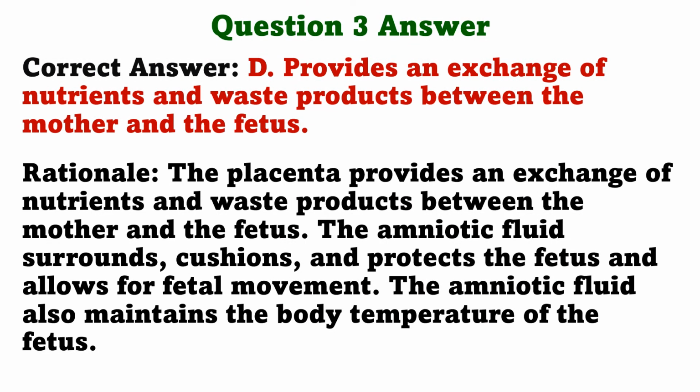The correct answer is D. Provides an exchange of nutrients and waste products between the mother and the fetus. Rationale: the placenta provides an exchange of nutrients and waste products between the mother and the fetus. The amniotic fluid surrounds, cushions, and protects the fetus and allows for fetal movement. The amniotic fluid also maintains the body temperature of the fetus.